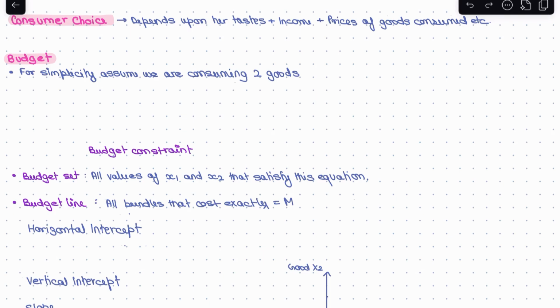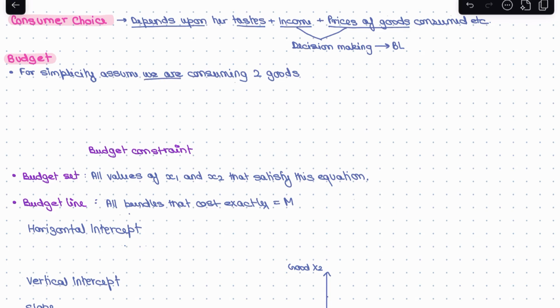Today, I'll be covering the first part in the series, that is the budget lines. Now, a consumer choice depends upon a lot of things, including their tastes, their preferences regarding the alternatives available, the prices of goods, the income of consumers, etc. The prices of goods that a consumer consumes and the income of the consumer, both these factors greatly affect the decision making of a consumer. And this interaction is encapsulated by the concept of budget lines.